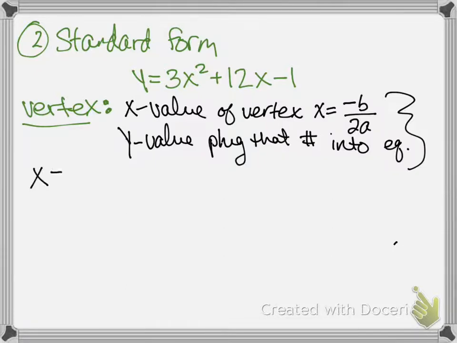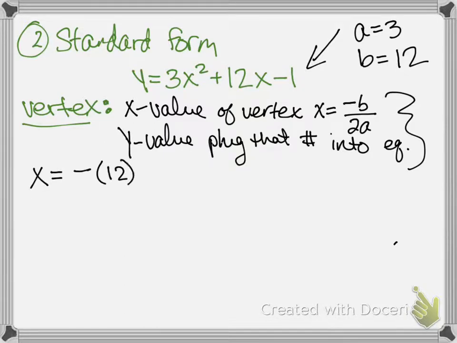So we're going to find our x value is negative b over 2a. If I go back to my equation here, a is the number with the x squared, so that's 3. B is the number with the plain x, so that's 12. So I have a negative, because remember my formula has a negative b. So negative 12 over 2 times a, which was 3. So now I'm just going to simplify this fraction. I have negative 12 divided by 6, which is a negative 2. So that gives me the x value of my vertex.